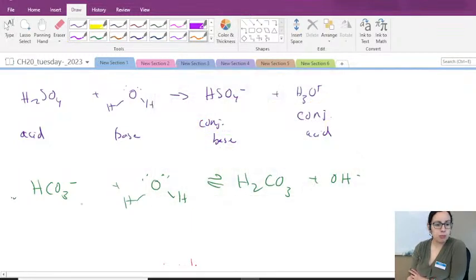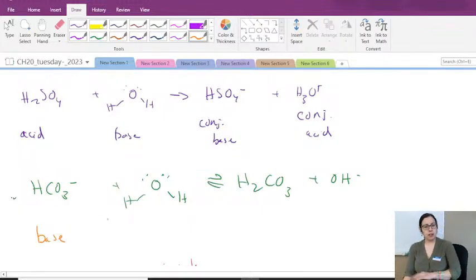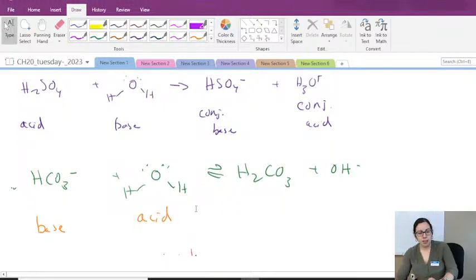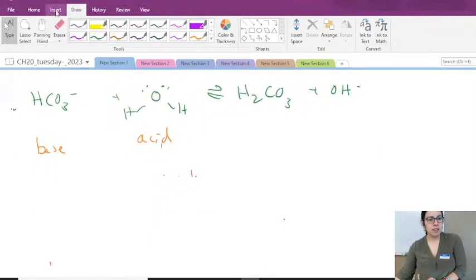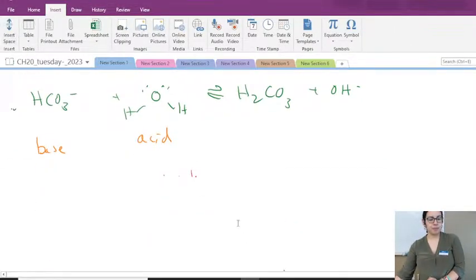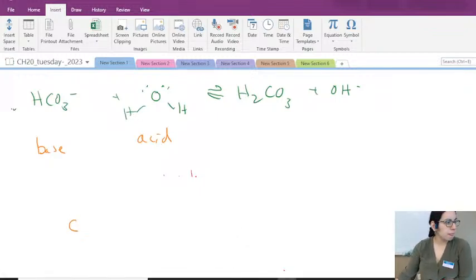So now looking at this one, what's this bicarbonate species? Is it an acid, a base? So it's our base this time. And if it's our base, what's water acting as? Acid. And so now we can see how that might have gone down. We have to write out our bicarbonate species, so H.